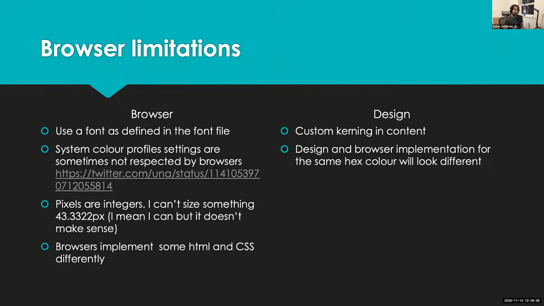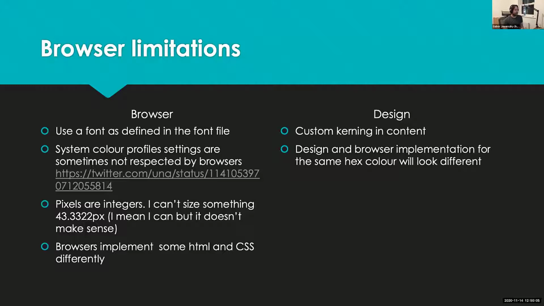We have issues where the system color profiles are sometimes not adhered to by the browser. And I've run into this, and Una's run into this. Basically, Firefox just completely ignores your color profile settings in the computer, which means the same hex code is going to look different in Chrome and in Firefox because Chrome is using your system color profile, Firefox isn't. And then you can solve it because Firefox has that option. But yeah.